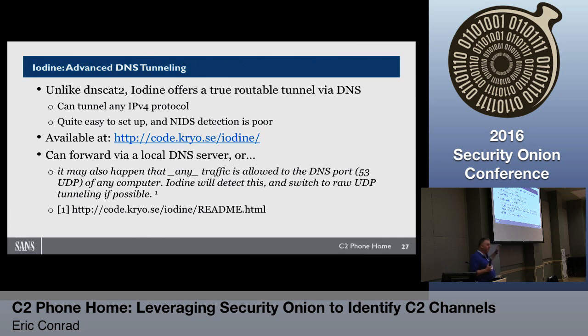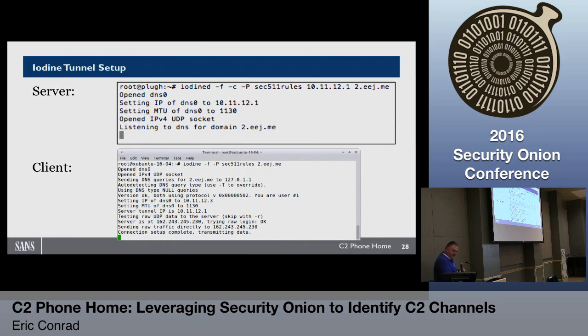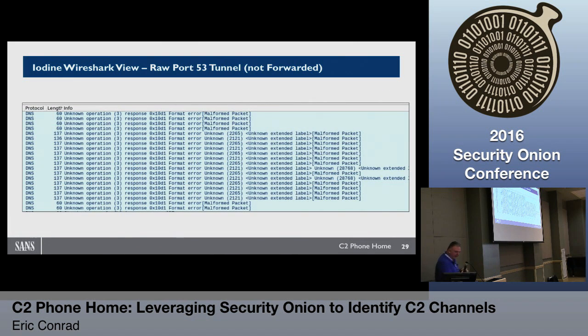It's called Iodine. If you want to set up DNS testing for this tunneling, the README is solid. I was actually following their README when I was setting up my cloud images in DigitalOcean. The README is terse, but rock solid. You can follow that, set up a tunnel, check it out. There's a server and a client. Again, you now have a routable interface. You can route anything through. Here's what it looks like.